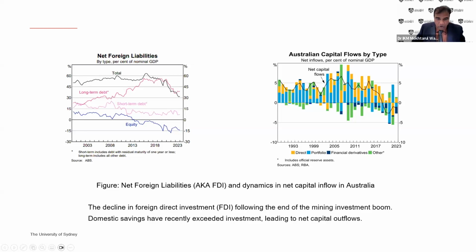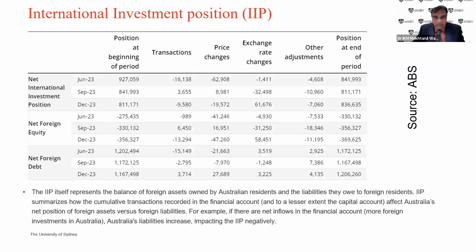So we now know that there has been a net capital outflow, and there has been a fall in foreign direct investment, especially after the mining boom was over in 2014, 2015. And that is one of the things that we realized. If you look at the international investment position, which represents the balance of foreign assets owned by Australian residents and the liabilities they owe to foreign residents. So it's like the balance between the assets we have and the liabilities that we have, okay?